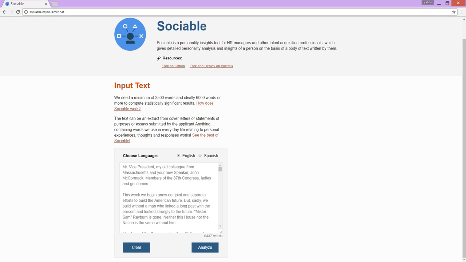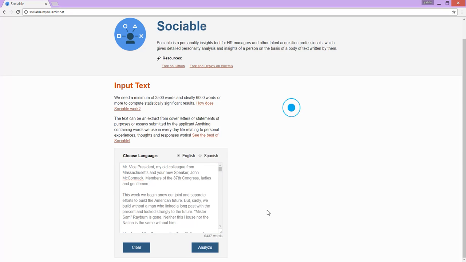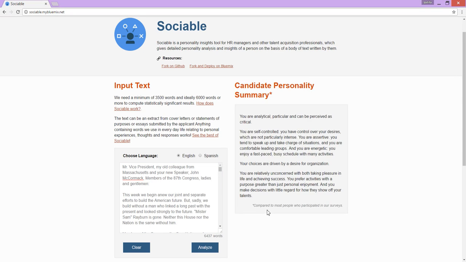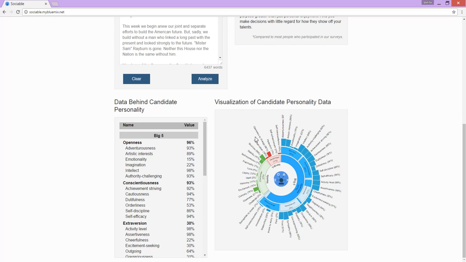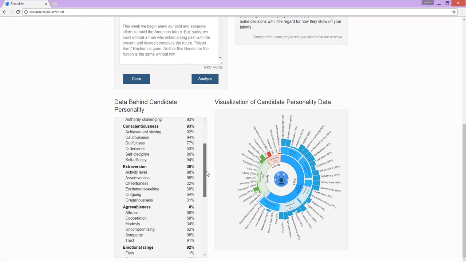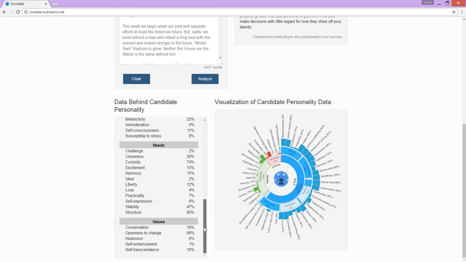I have a body of demo text, which is on the application by default. We have a candidate personality summary, which is textual. We have the data behind the candidate personality. There are the big five: openness, conscientiousness, extraversion, agreeableness, emotional range. Then we have needs and values. We also have a visualization of this data: adventurousness, artistic interests, and a negative hedonism, and so on.